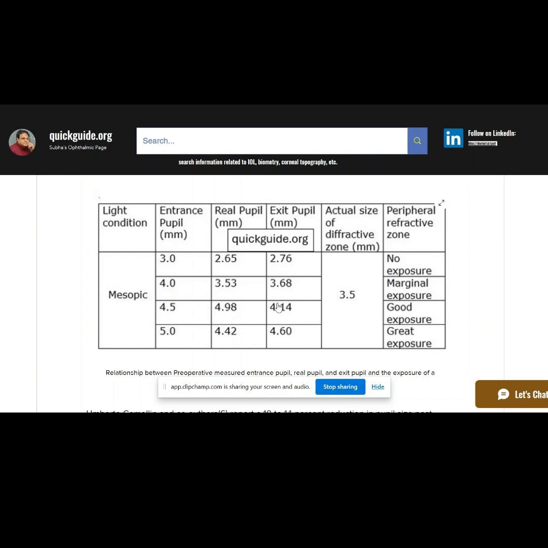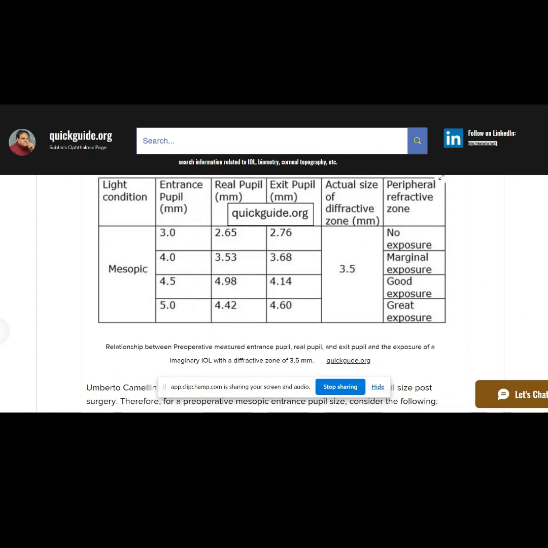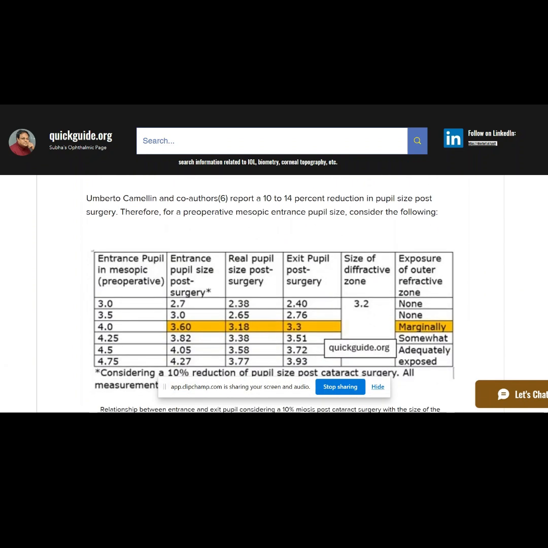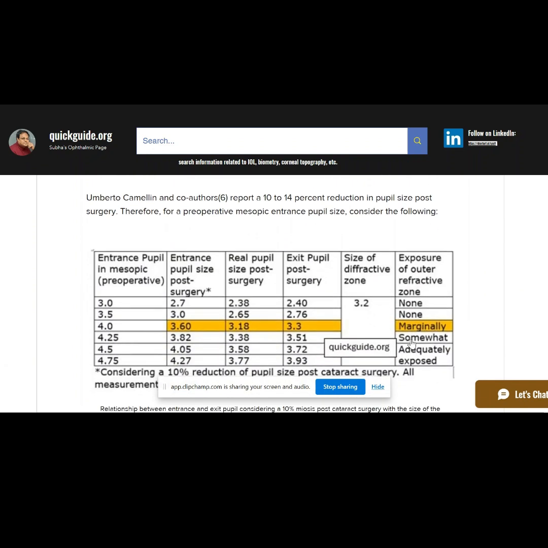And if the exit pupil is 4.14 millimeters or 4.6 millimeters, then you have a good exposure, or a great exposure, of the outer refractive zone. Now, I have also discussed here an important concept of the miosis that usually happens after cataract surgery. Many studies point out that after cataract surgery, there's around 10 to 13% of miosis, that is, the pupil constricts. So the postoperative pupil size is smaller than the preoperative pupil size.